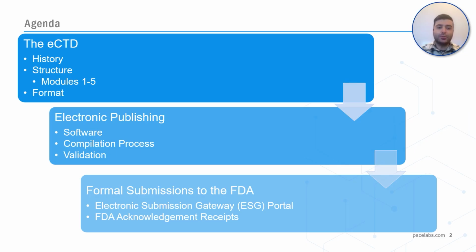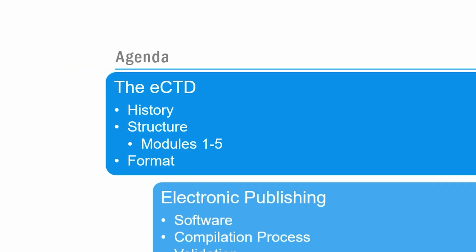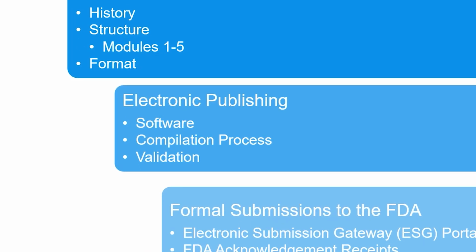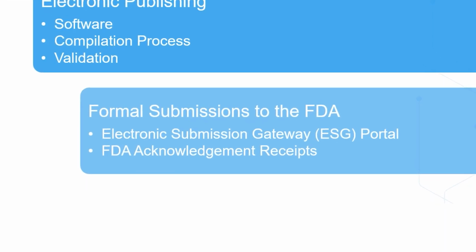In this presentation, we'll begin by discussing the eCTD itself, starting with its history, structure, and format, as well as briefly going through its individual modules. Following that, I'll walk you through the electronic publishing process, including our software, compilation process, and validation. Finally, the formal submission to FDA will be used as an example for submitting to an agency using their Electronic Submission Gateway, or ESG, portal, as well as discussing what FDA acknowledgement receipts you'll receive after your submission is completed.